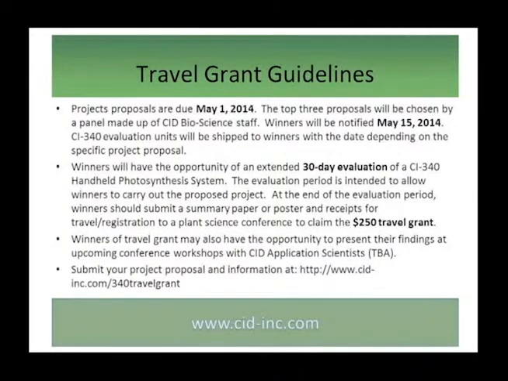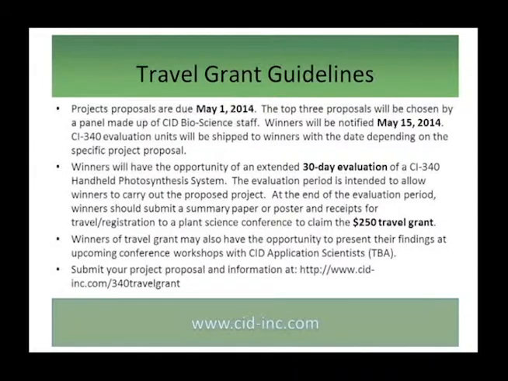So we're asking that proposals are due in about 2 weeks, May 1st. We're going to pick the top 3 as winners, and we'll notify them on May 15th. We're trying to speed this one along so that if you are a winner, you'll have the 340 to do the project with and can work that into your summer field season. So winners will have the opportunity to use the photosynthesis system, and that evaluation period is intended to allow winners to carry out the proposed project.